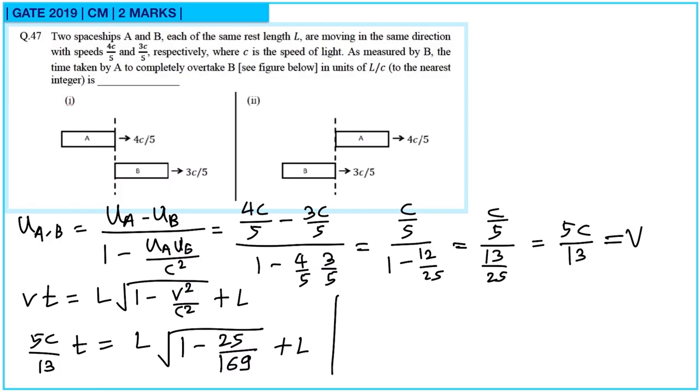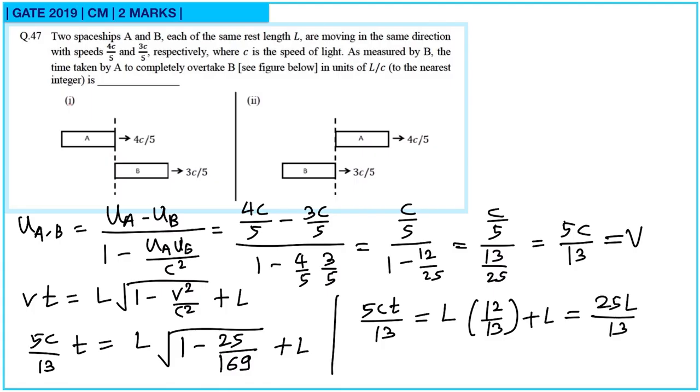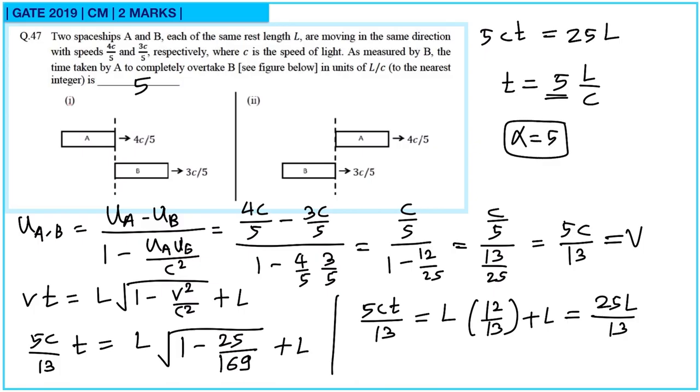So this gives us 5ct by 13, then 1 minus 25 by 169, which is 144 by 169, so the square root will give us 12 by 13. So this means L into 12 by 13 plus L, which is 25L by 13. So this 13 will cancel. So you'll get 5ct is equal to 25L. So t is equal to 5 into L by c. So this is the answer. The answer is 5, and the answer given in the answer key is 5 to 5.